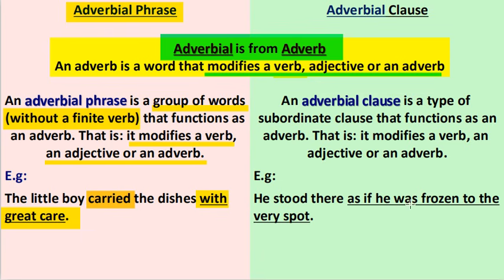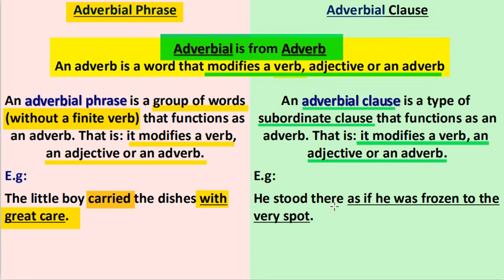Let's come to the right to discuss adverbial clause. An adverbial clause is a type of subordinate clause that functions as an adverb. This means that it modifies a verb, an adjective, or an adverb. Adverbial clauses are usually introduced with subordinate conjunctions depending on the type of that adverbial clause. Let's see the example below.